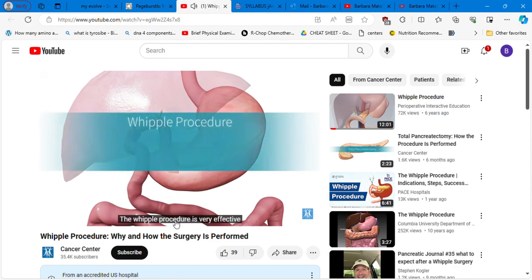The Whipple procedure is very effective at eliminating cancer and abnormal tissue growth within the head of the pancreas. It is a major operation that usually takes up to 6 and often 8 hours. Most patients are fully recovered and back to daily life within a couple of weeks.